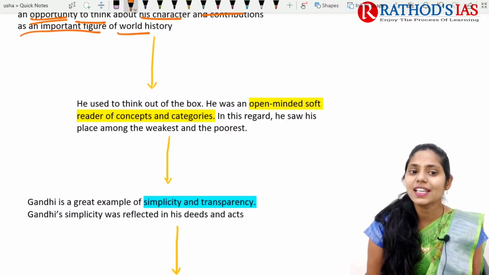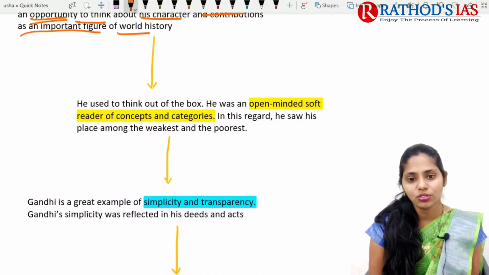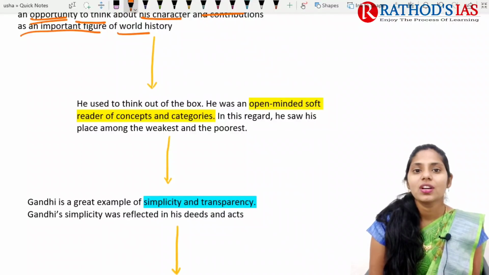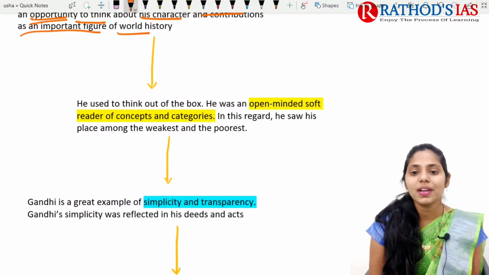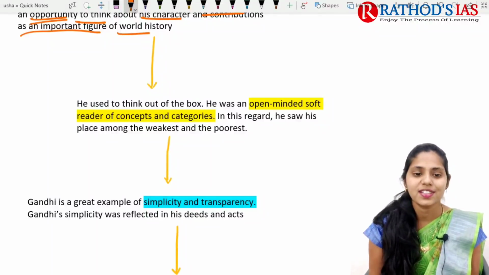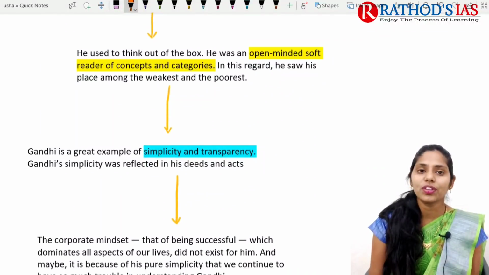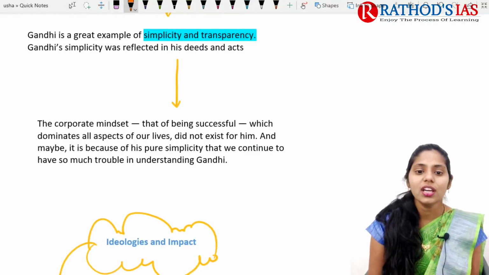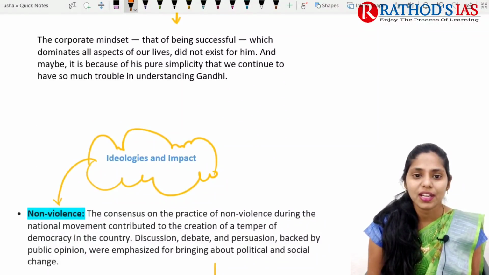So the author says that he thinks out of the box, and he was an open-minded, soft reader of concepts as well as categories. Because of this, he had a place among the weakest and even the poorest. So Gandhi is one of the greatest examples of simplicity as well as transparency. So these are some important things he focused on.